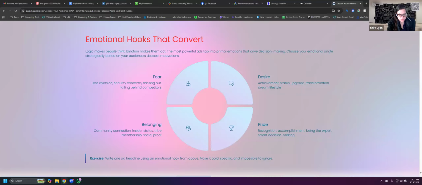Anyone who's taken a psych class has probably heard of Maslow's hierarchy of needs, and that's kind of where marketing starts.